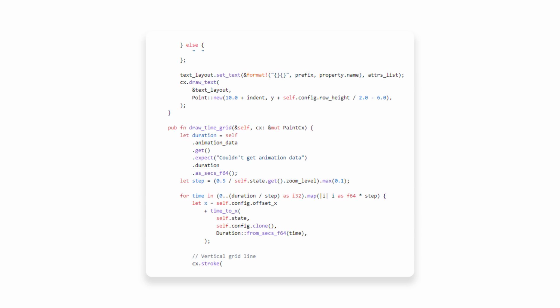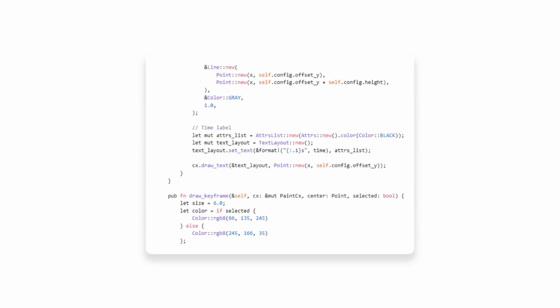The drawTimeGrid function retrieves the duration of the animation in seconds and calculates the step size based on the current zoom level, ensuring a minimum step of 0.1. It iterates over a range of time values, converting them to x-coordinates using a time-to-x function that likely translates timeline duration to pixel coordinates. The commented out code suggests there may be a subsequent drawing of vertical grid lines using cx.stroke, indicating that the grid structure for the timeline is about to be rendered. Overall, this snippet handles both the visual representation of animation properties and the layout of a time grid, crucial for displaying keyframes in an intuitive manner.